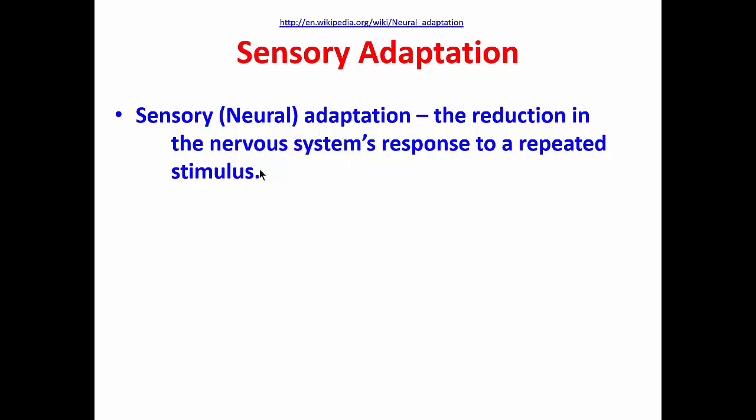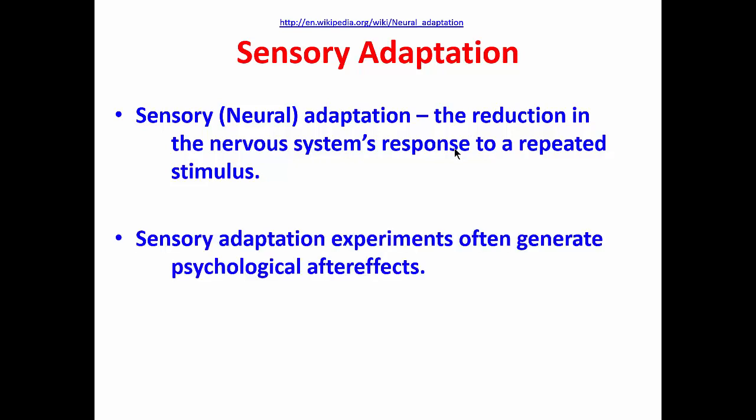If I repeatedly show that stimulus to the same neuron, over time, the nervous system will become less responsive to that particular stimulus, and the overall firing rate will be reduced. Sensory adaptation experiments often generate very interesting psychological after effects. We'll take an example, and then you might think of generating some of your own examples.